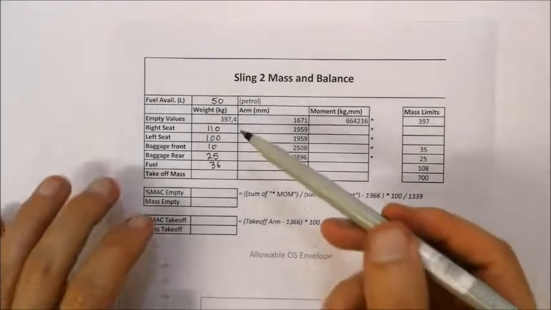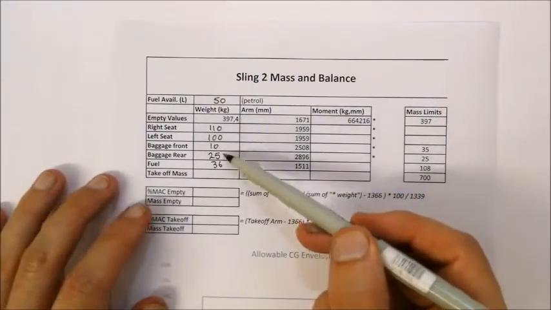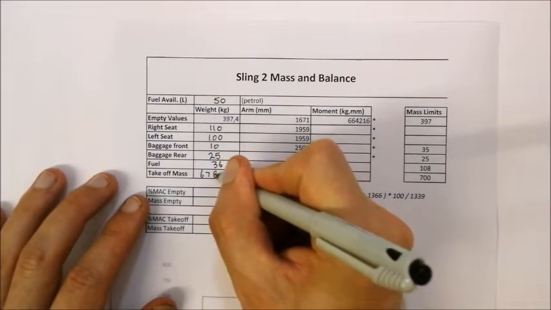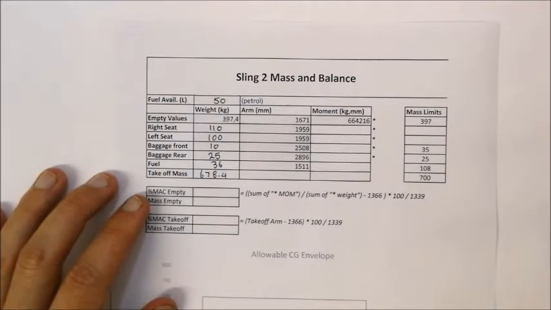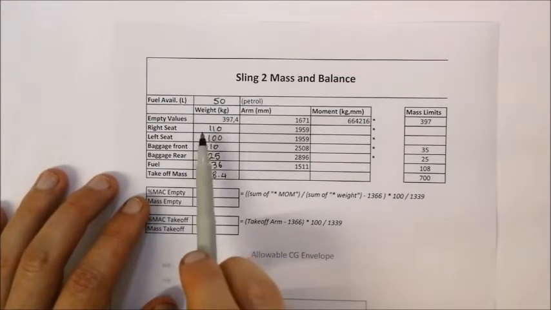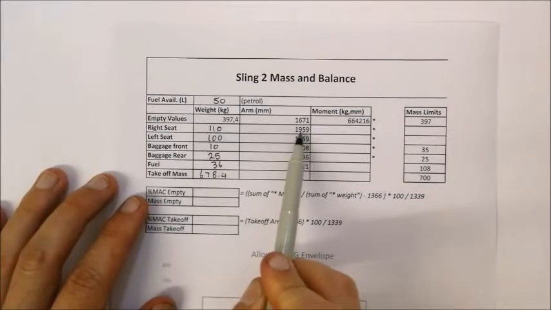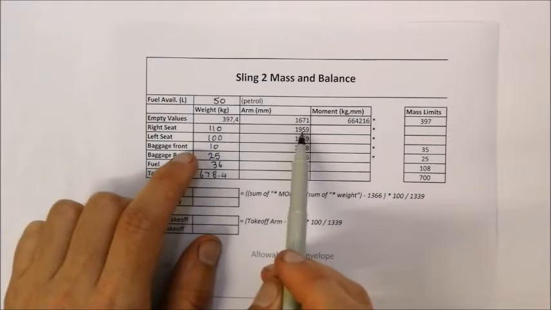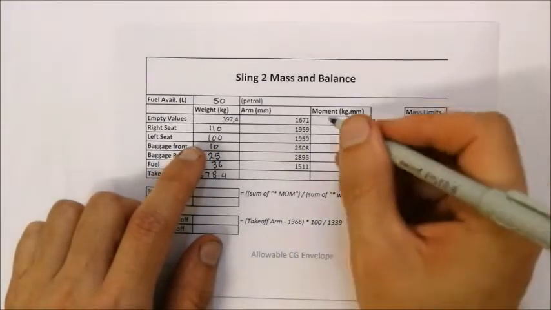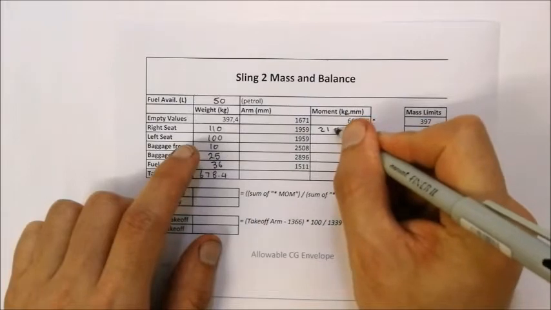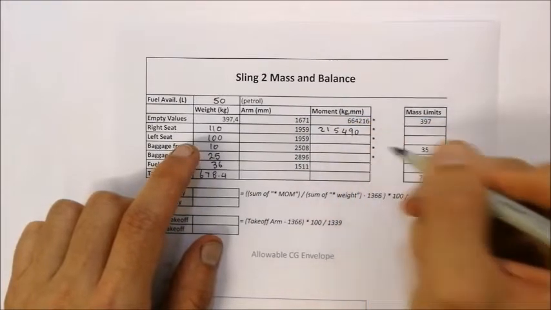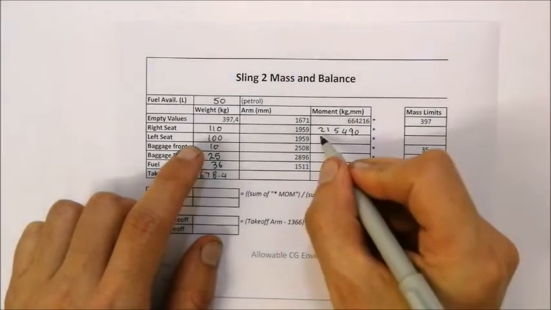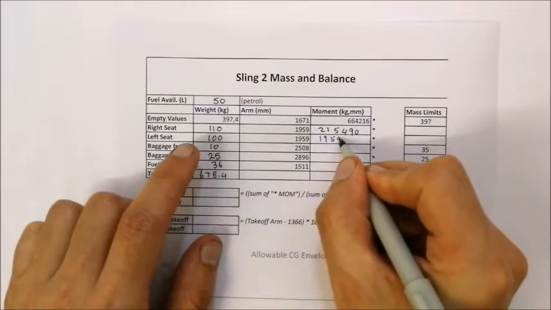Okay, so we can add up all these values together, and we get a total of 678.4 kgs. Now that we've done that, we're going to multiply each of these weights with its correlating arm value to get the moment. So 110 multiplied by 1959 is equal to 215,490. 100 multiplied by 1959 is equal to 195900.